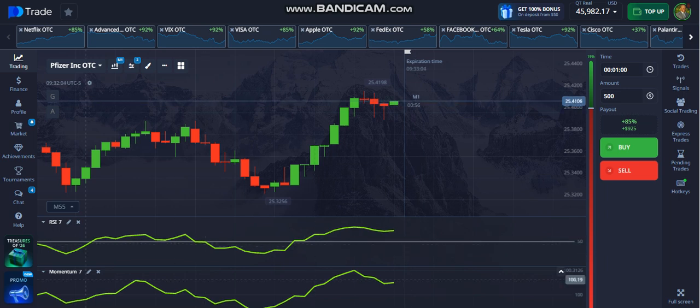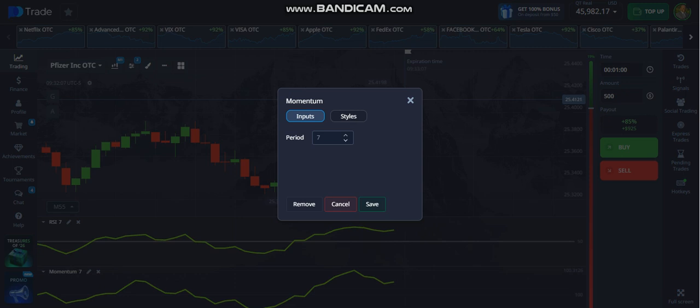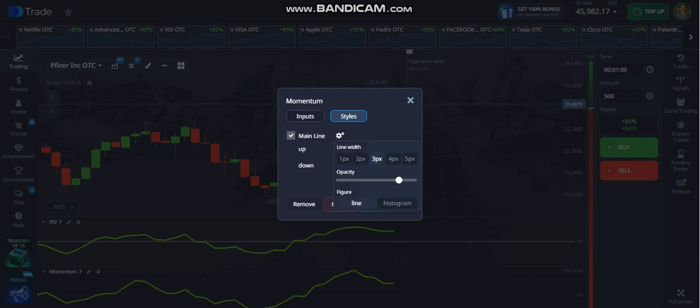For the momentum indicator, I've also set the period to 7. And in the style settings, when we click on the main line here, I've set the pixels to 3 pixels. And instead of the histogram, we're going to be using the regular line here.